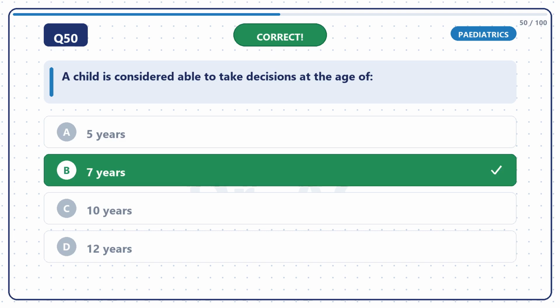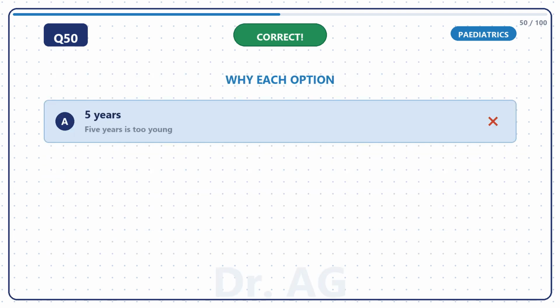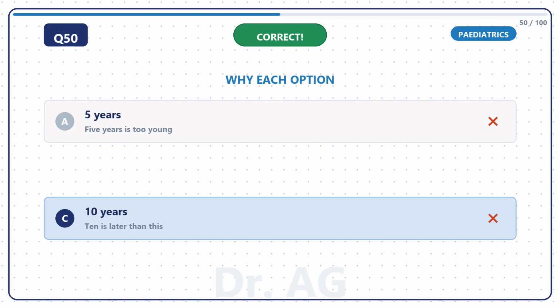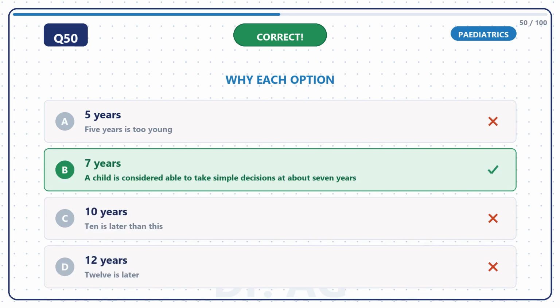7 years. Let's go through the options. 5 years is too young. 10 is later than this. 12 is later. And the correct answer is 7 years. A child is considered able to take simple decisions at about 7 years. So, the right answer is option B, 7 years.